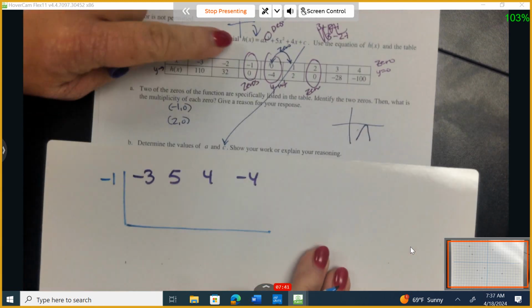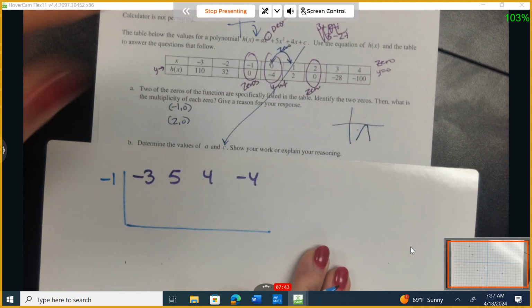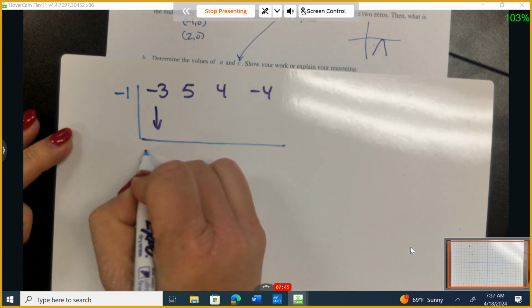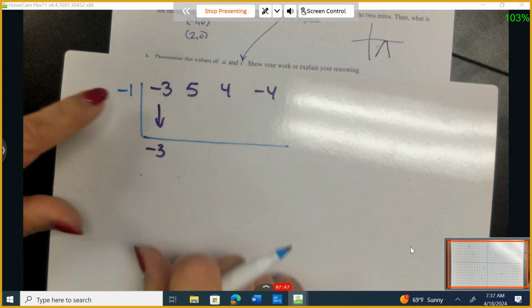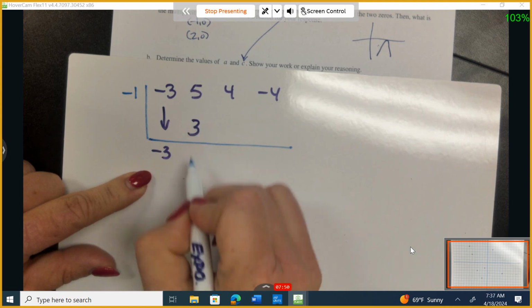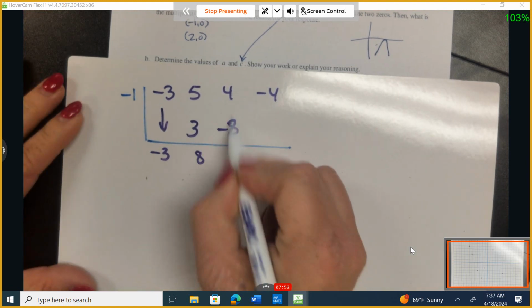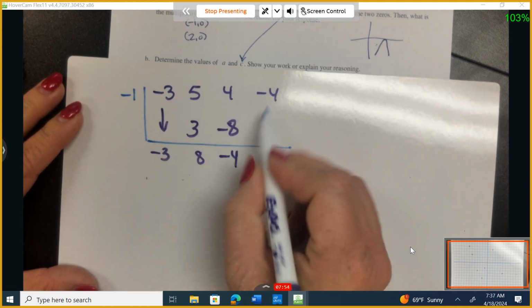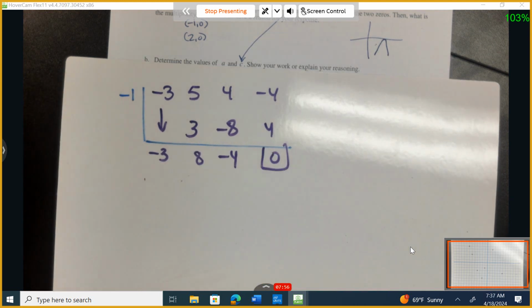Where am I getting that? The a was negative 3 and the c was negative 4. Okay, I'm dropping down. I got it. And then I'm multiplying to get 3, adding to get 8, multiplying to get negative 8, adding to get negative 4, multiplying to get 4, adding down to get 0. Everybody good with that? Okay.